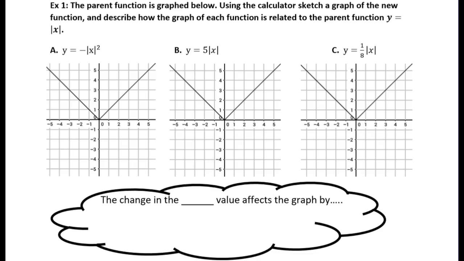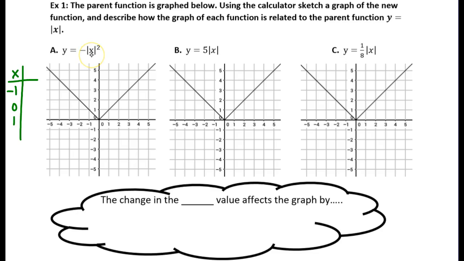Okay, so it says in example 1, the parent function is graphed below. Using the calculator, sketch a graph of the new function and describe how the graph of each function is related to the parent function y equals the absolute value of x. Well, I'm going to tell you that we're not going to do it on the graph, but I'm going to show you how to do it by hand. In case for your homework you don't have access to a graphing calculator, you can still understand what's going on. So I'm going to start off by picking some numbers such as -1, 0, and 1, and if you need to graph more x values, you can.